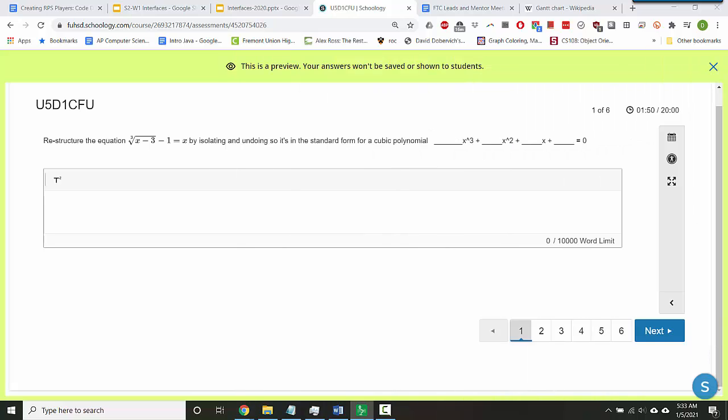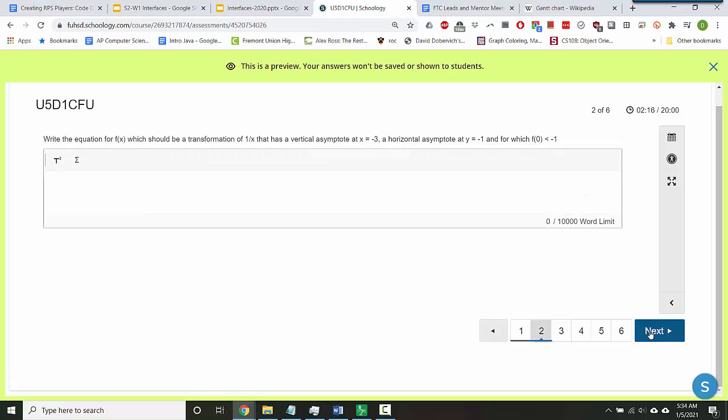Oh, I've never used the student interface. Oh, I see. Okay, so x cubed plus 3x squared plus 2x plus 4. Is that right? Yeah, great. All right.